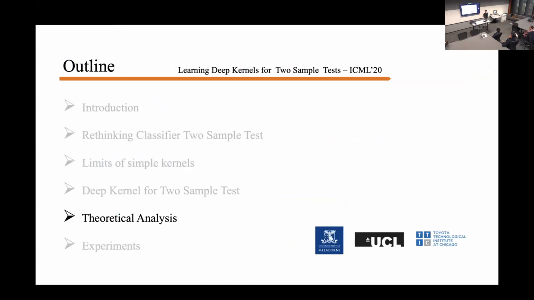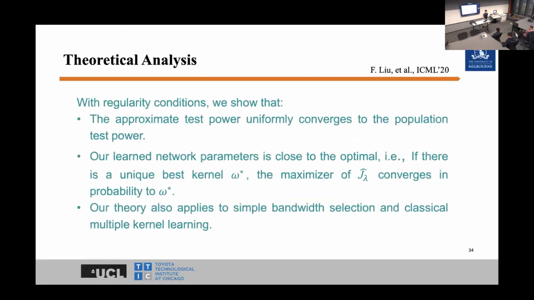Okay, now we propose an objective to learn our kernel function. The theoretical question is whether the learned kernel will be the best kernel in probability. In this paper, we obtained some good results. We found that the approximate test power uniformly converges to the population test power. Second, our learned network parameter is close to the optimal one, if there is a unique best kernel. And the maximizer of J lambda hat converges in probability to omega star.